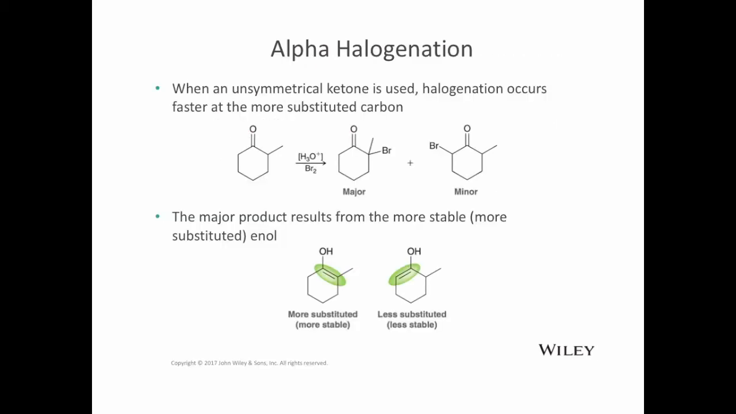When you have an unsymmetrical ketone, you can get two different enols formed, and halogenation will occur faster at the more substituted carbon. So here we have this carbon on the right, and then this carbon on the left, and notice that halogenation occurs more quickly at the carbon on the right. So this will be your major product. And the reason for this is that the major product results from the more stable enol, and this goes back to our understanding about substitution on alkenes. The more substituted an alkene, the more stable it is.